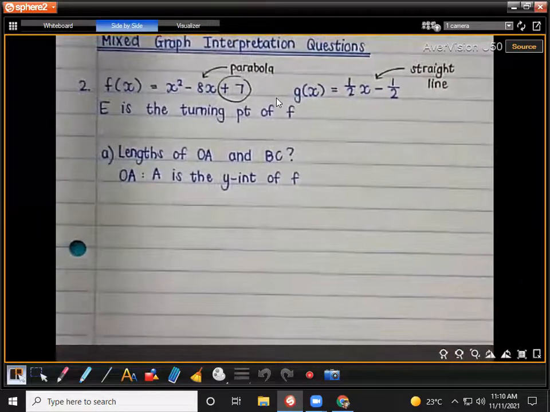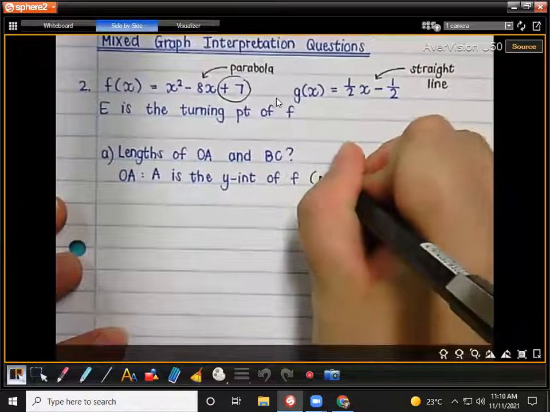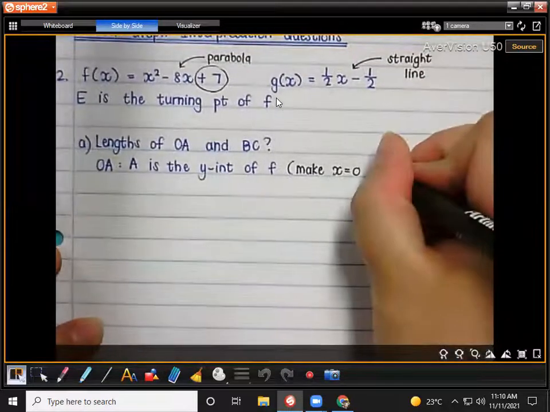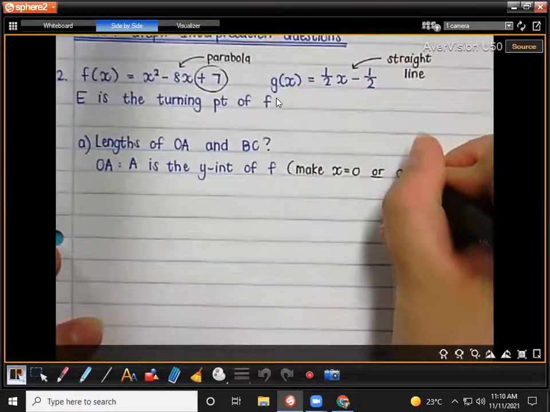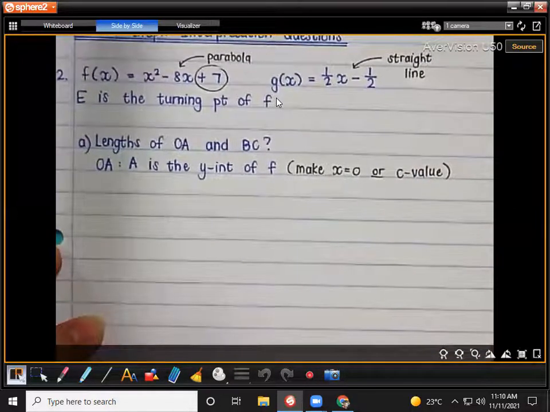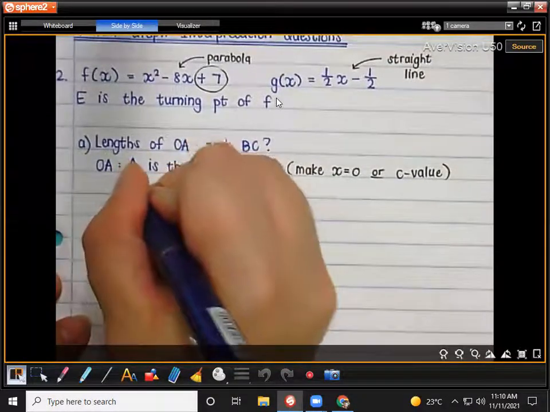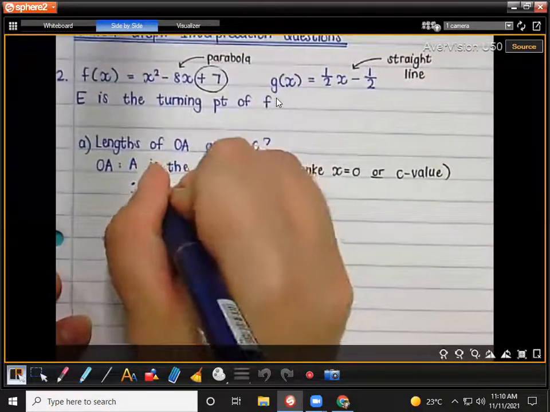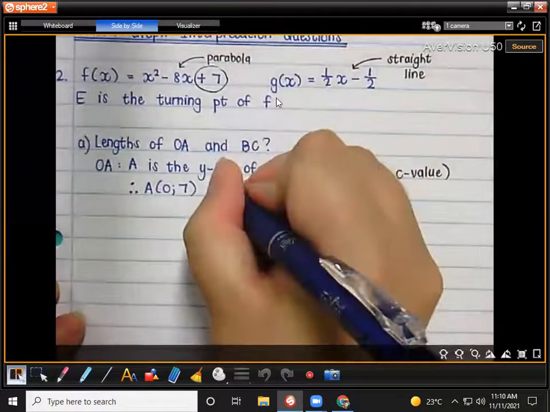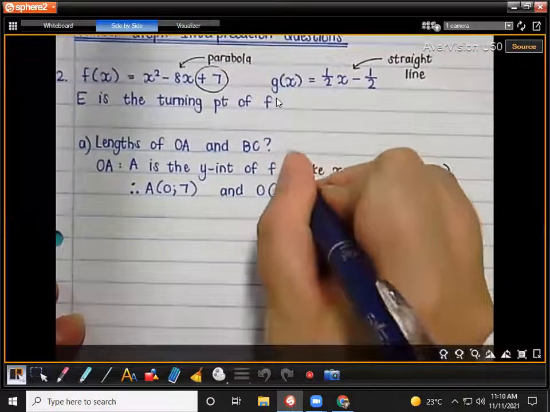Okay, so for the y-intercept of f, I'm just going to write here, make x equal to 0, or it's the c value of the equation. So therefore, A is the point (0, 7). And O is the point (0, 0).